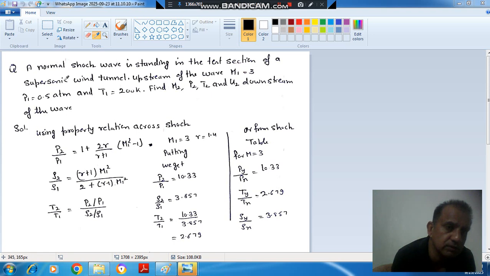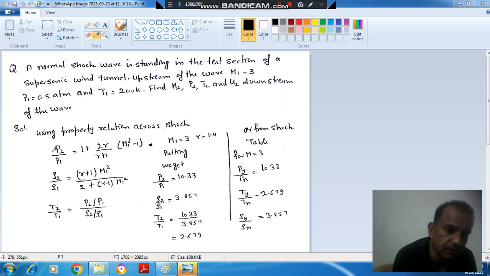So first question is: a normal shock wave is standing in the test section of a supersonic wind tunnel. Upstream of the wave, M1 is equal to 3, p1 is equal to 0.5 atmosphere, and T1 is equal to 200 Kelvin. Find M2, p2, T2, u2 downstream of the wave. So this can be solved in two ways. First by property relation, second by shock table.